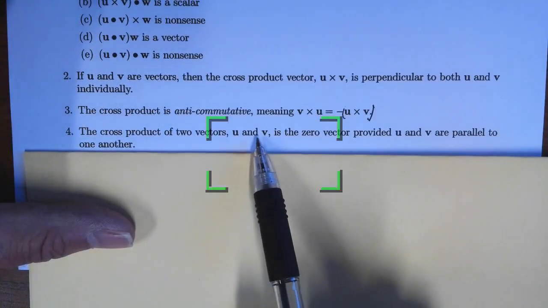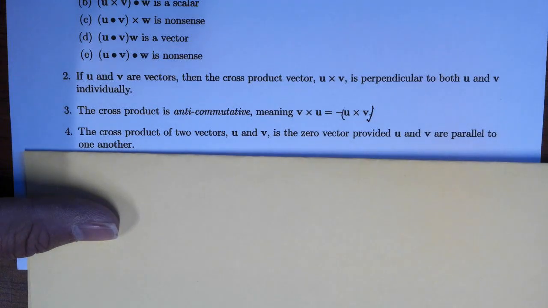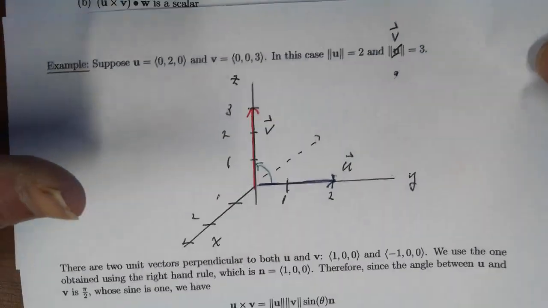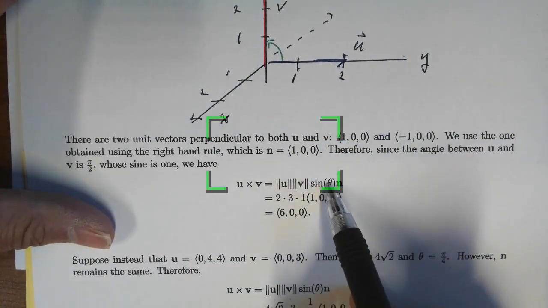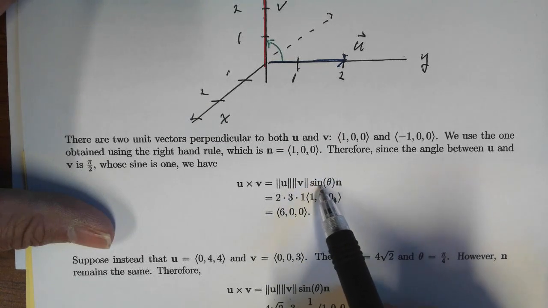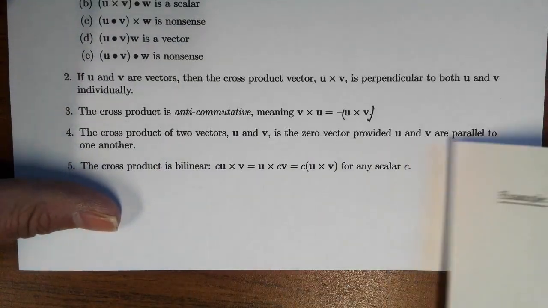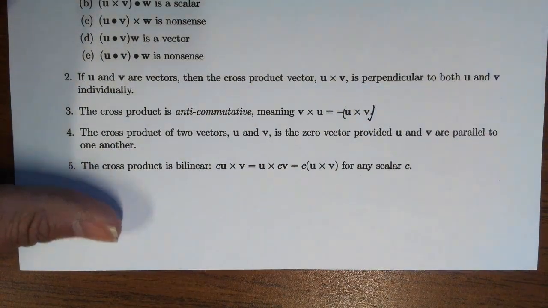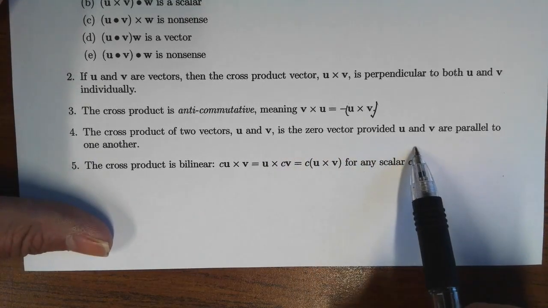The cross product of two vectors is the zero vector provided U and V are parallel to one another. And here's the reason for that. Go back and look at this formula. If the vectors are parallel, the angle between them is going to be 0, and the sine of 0 is 0. So that means the cross product would be the 0 vector. Not 0, but the 0 vector, because the cross product of two vectors is a vector.